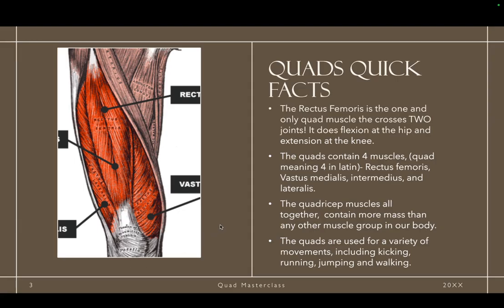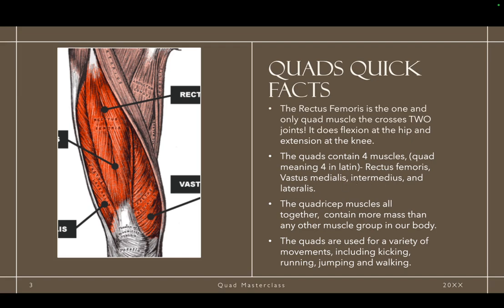So, quick quad facts for us. The rectus femoris is the one and only quad muscle that crosses two joints. So it does flexion at the hip and extension at the knee. The quads contain four muscles, like I mentioned earlier. Quad meaning four in Latin. And those four, again, are the rectus femoris, vastus medialis, intermedius, and lateralis.